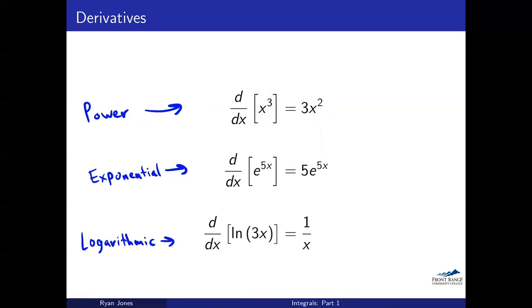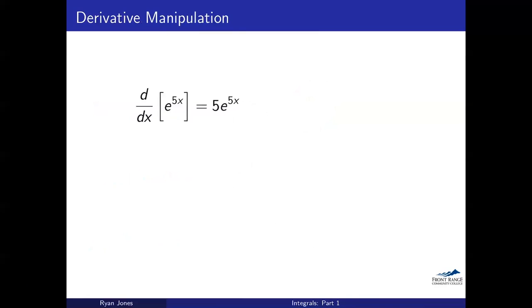So that's going to be integrals. What I want to do here is focus in on this exponential rule right here, and do some algebra with this. So this is a true statement. We've got d dx of e to the 5x is equal to 5e to the 5x. So I'm copying it down, and then that chain rule 5 that we have right there. So this is a true statement.